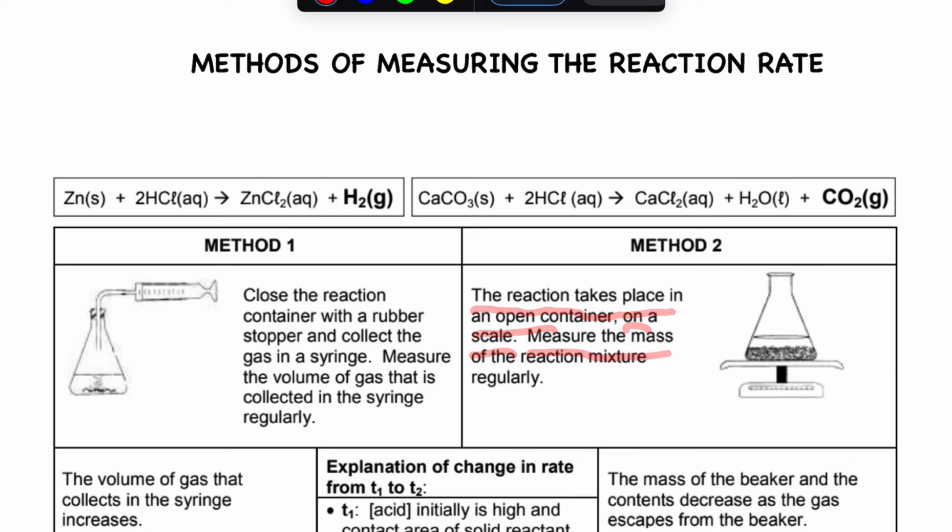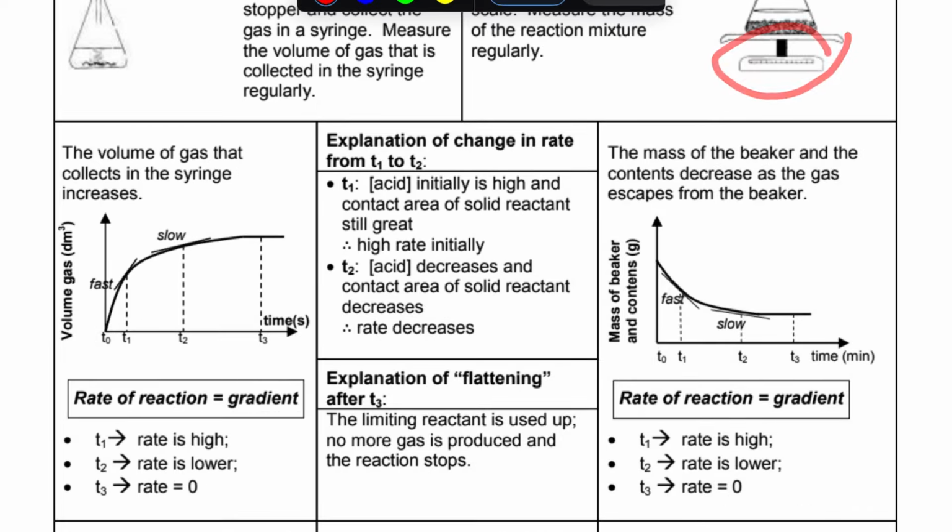Measure the mass of the reaction mixture regularly. So we'll take the stopwatch here and measure the time. Let's say every 2 minutes we measure the mass. We write it down, we record, we measure the mass, we write it down and record. Right? Now it says the mass in the beaker and its content decreases as the gas escapes, as I've mentioned.